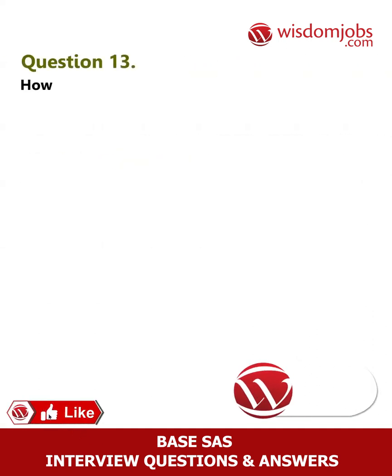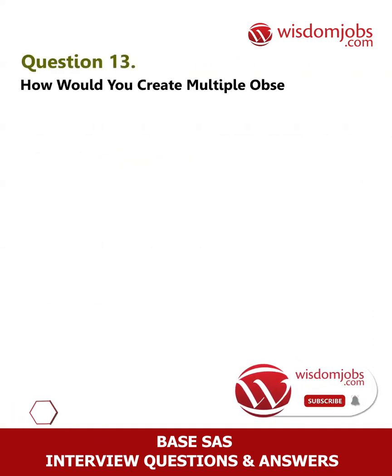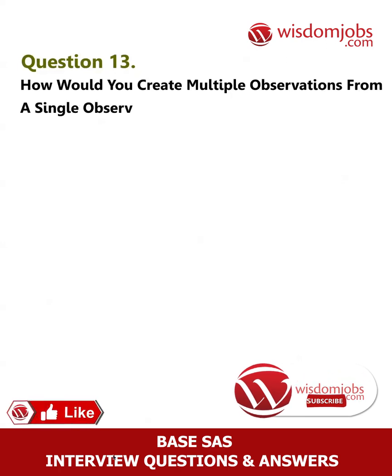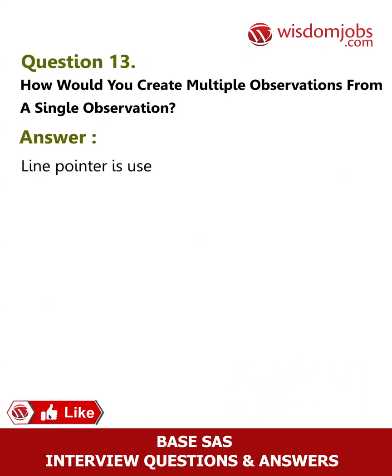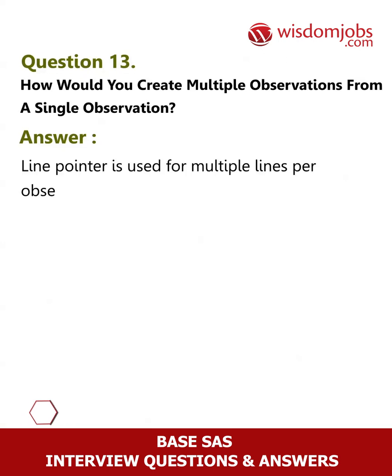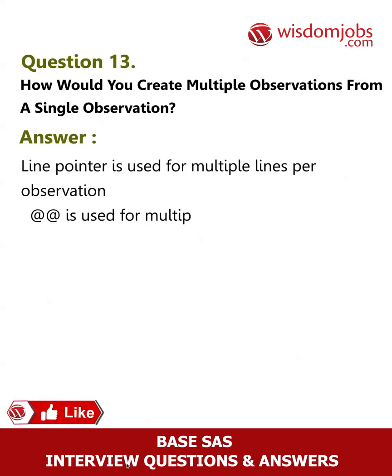Question 13. How would you create multiple observations from a single observation? Answer. Line pointer is used for multiple lines per observation. At is used for multiple observations per line.